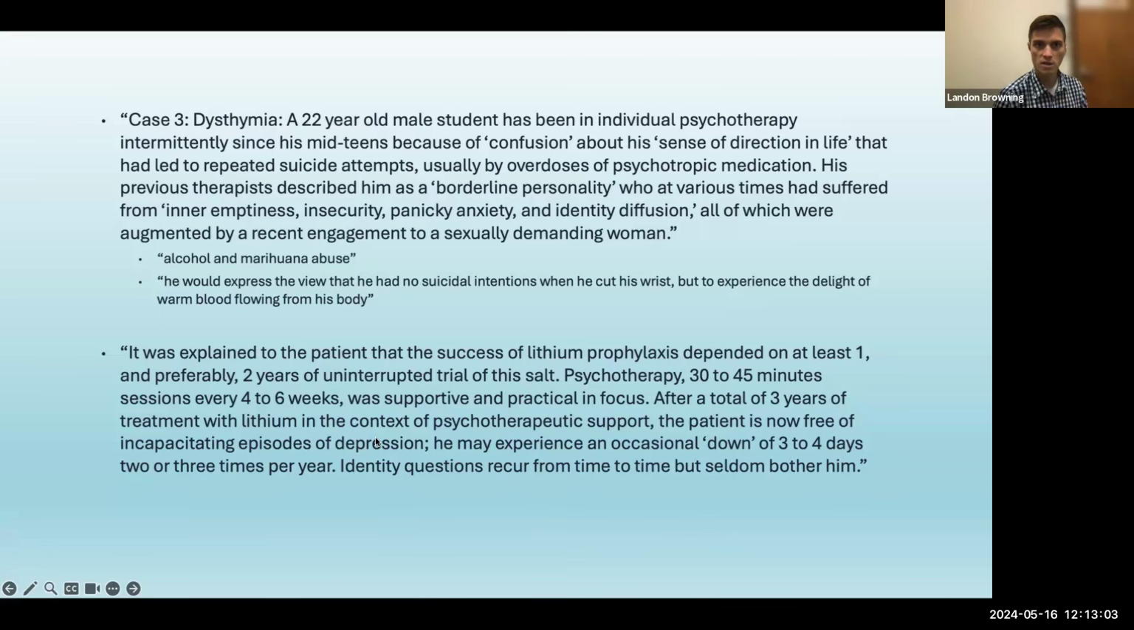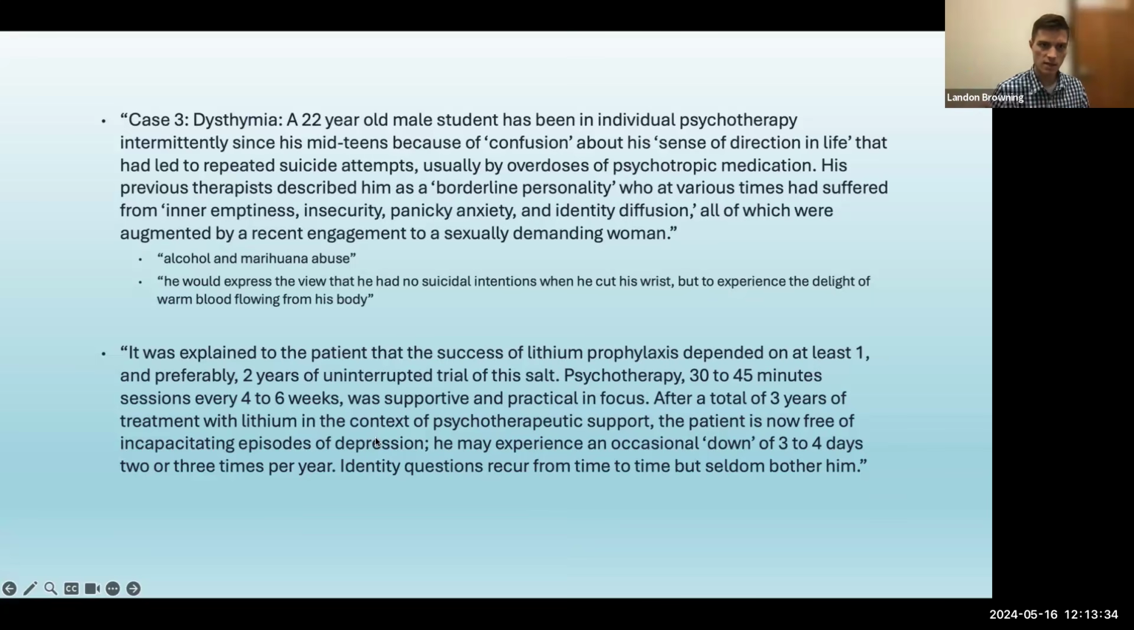His previous therapist described him as a borderline personality who at various times had suffered from inner emptiness, insecurity, panicky anxiety, and identity diffusion, all of which were augmented by a recent engagement to a sexually demanding woman. Alcohol and marijuana abuse, and then also, this is a little graphic, but he would express the view that he had no suicidal intentions when he cut his wrists, but to experience the delight of warm blood flowing from his body.